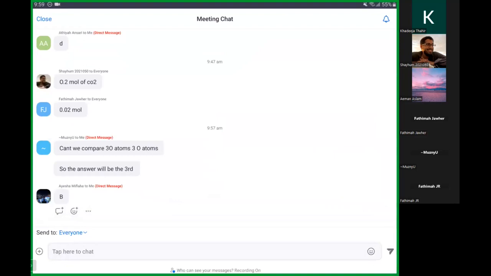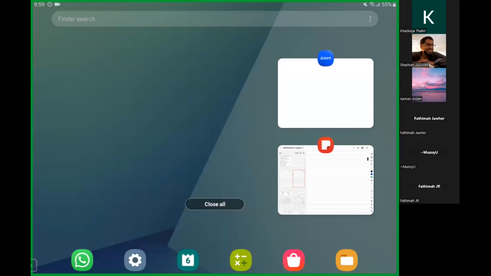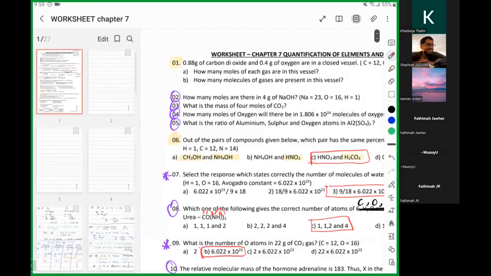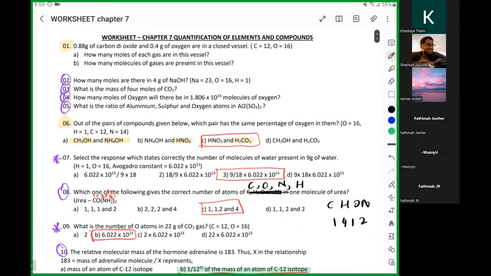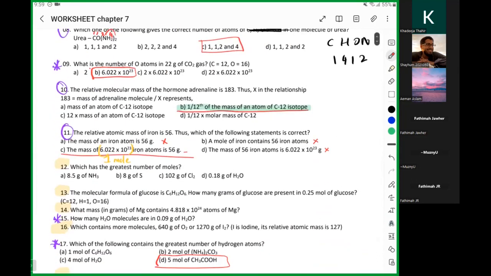Can't we compare the atoms? No, you can't compare the atoms because it's percentage, no darling. Same percentage of oxygen in them depends. Percentage always depends on the total and the fraction, like how many oxygens are there. Therefore, you can't compare, right? What was I going to say now? Hurry, we'll discuss the 12th one.